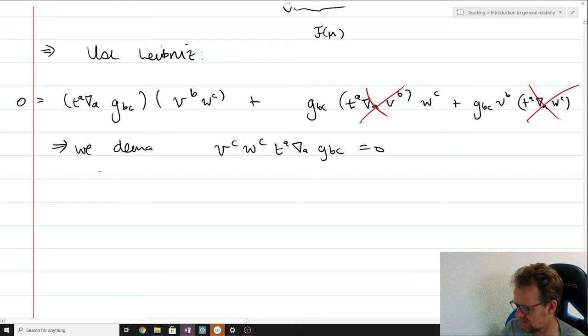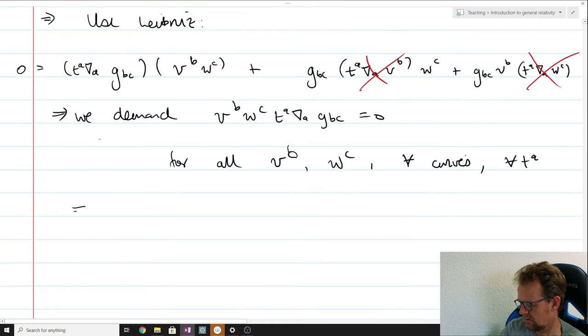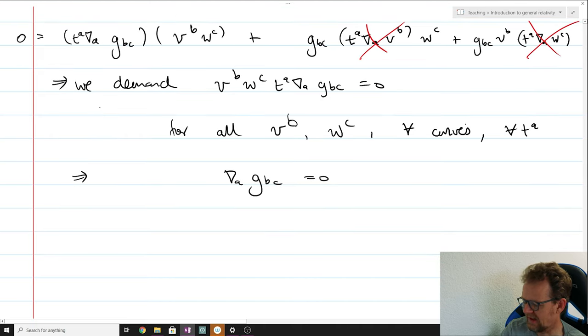We demand that this condition is true for all parallel transported vector fields V, for all parallel transported vector fields W, and for all curves joining these two points, and hence for all tangent vectors to the curves. Now, the only way that can all be true is if separately ∇_A g_BC is zero. And that's an extra condition that the derivative operator has to satisfy.